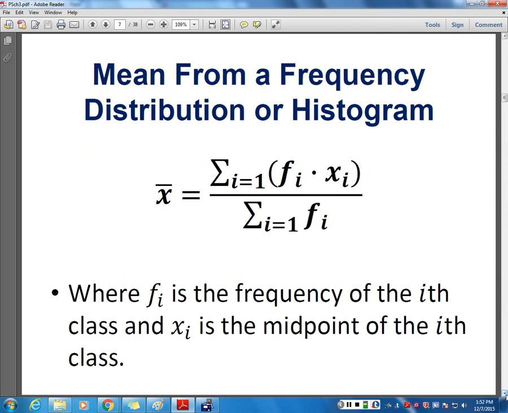Well, we can also find the mean from a frequency distribution or histogram. Here's the formula for that. f sub i is the frequency of the ith class, so frequencies. x sub i is the midpoint of each class, so frequency times midpoint. Add up all of those products and divide by the total of the frequencies.